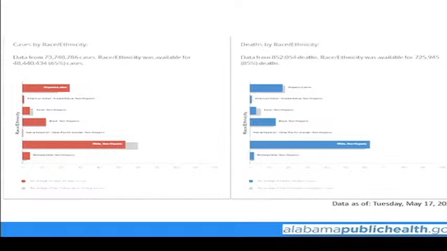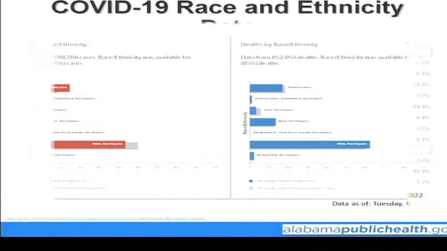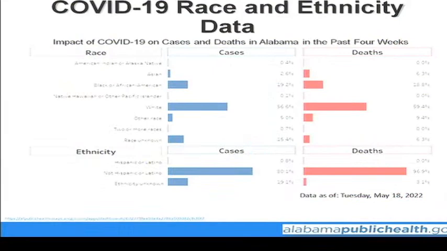Here are some examples of data from the COVID-19 pandemic to illustrate the incomplete data on race and ethnicity. Of over 73 million cases of COVID, we only have race and ethnic data available for a little over 48 million cases. And of the 852,054 deaths, we only have complete race and ethnic data for close to 726,000. From April 2022 to May 18, 2022, of COVID-19 cases reported to the Alabama Department of Public Health, 15.4% had race reported as unknown, and 19.1% of cases had ethnicity reported as unknown. 6.3% of COVID deaths had unknown race reported, along with 3.1% of the deaths reported with unknown ethnicity.